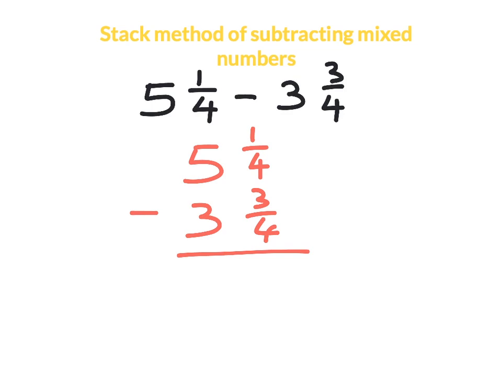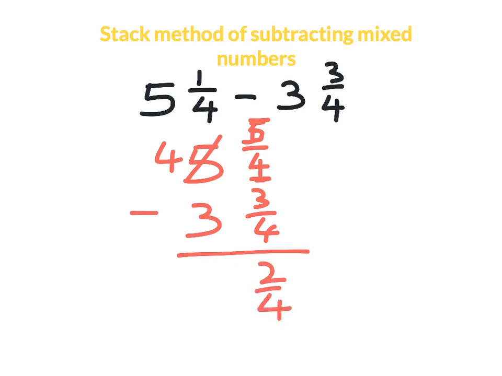But 1 minus 3 is not possible, so we need to borrow. So we can borrow from the 5, that leaves 4 here. But every one you borrow, remember, is going to be 4 over 4. So when you borrow 1, it's going to be 4 over 4. So you add 4 to the number 1 there. So 4 plus 1 is going to be 5. So this becomes 5 over 4. Okay, now 5 minus 3, yeah, that's possible. So this is going to be 2 over 4.